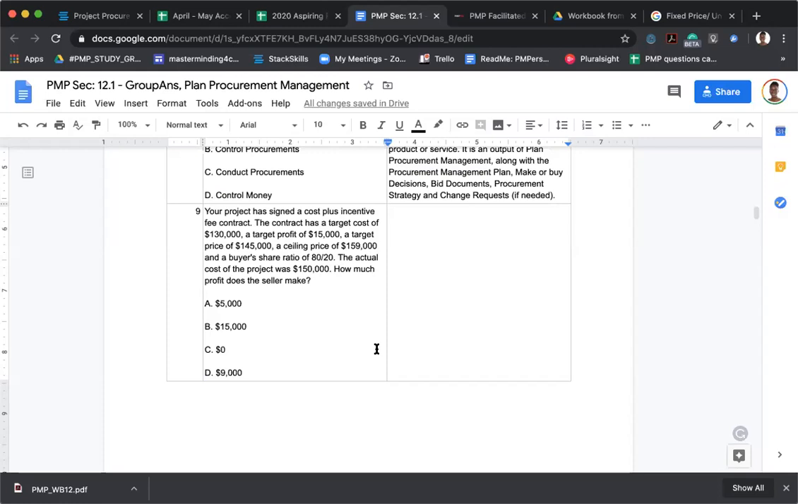All right, Heather, your turn. Okay. Oh, you want me to help with this? Okay, wait, let me read this. Cost plus incentive, your contract has a total cost of 130. Okay, they want to make 15,000 off of that. Okay, so 130 and 15 is 145. Ceiling price. Oh, this is that stupid one. There's a calculation for this one.